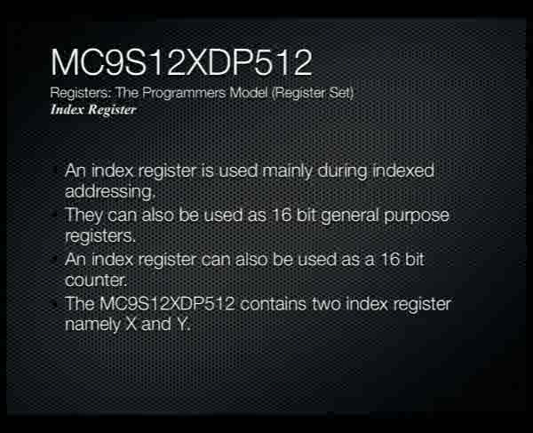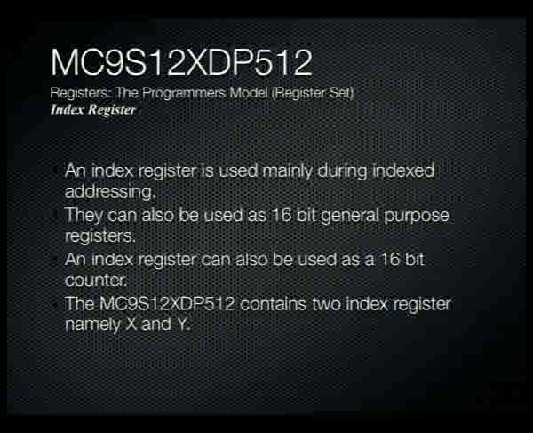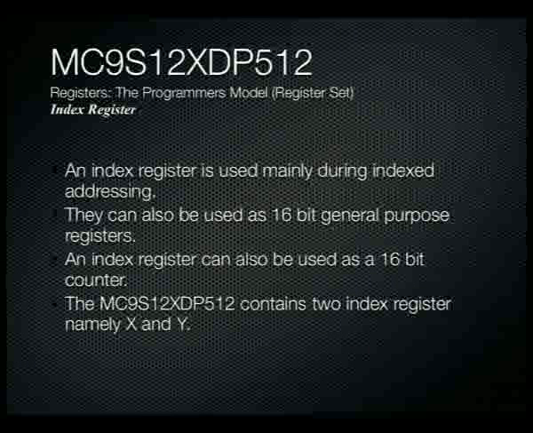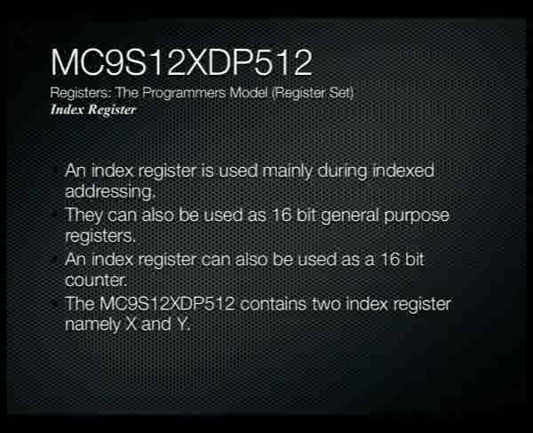An index register, we have 2 of them on our core. Basically they're used for indexed addressing. They can also be used as 16-bit general purpose registers, and there are a lot of commands that we can use on these index registers, so they are very good for simply using as general purpose registers. But if you want to do indexed addressing, these are the only registers you can use. They're called index registers primarily because they are used in indexed addressing, but we'll talk about indexed addressing a bit later on. So we have 2 index registers, namely called X and Y. And of course, we can use those 16-bit registers as 16-bit counters as well, if we so choose.